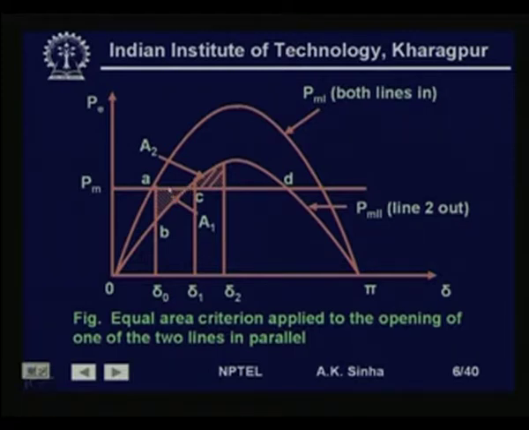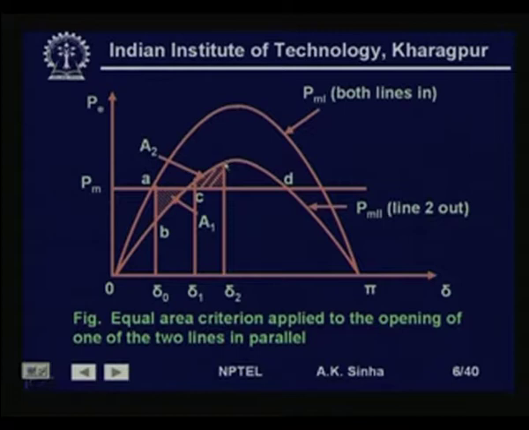We will see that this area A 1, which is the period during which the rotor is accelerating, and this area A 2, which is between this point C and this whole area, during which the rotor is decelerating, the decelerating area, will be equal when we reach this point delta 2.